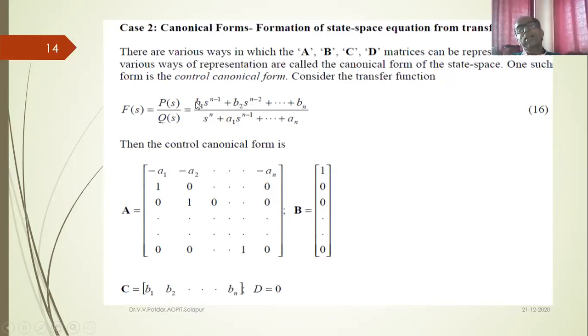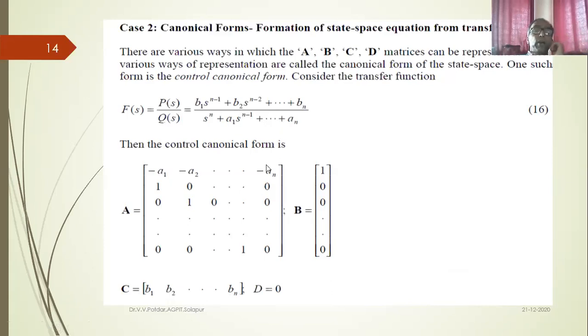We have to arrange the numerator in decreasing order of powers. In the denominator also I have s to the power n plus a1 into s to the power n minus 1 plus dot dot dot an. So, like s square plus 4s plus 15, I have got a transfer function. I have to identify the coefficients of the numerator and denominator. My objective is to convert this transfer function into state space equations.